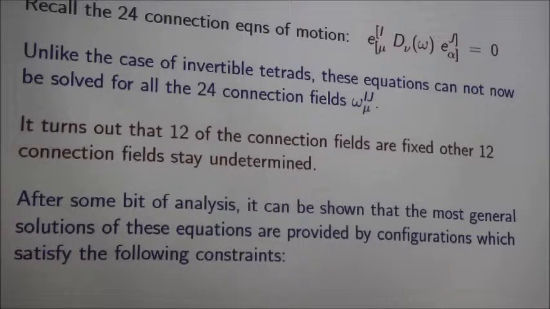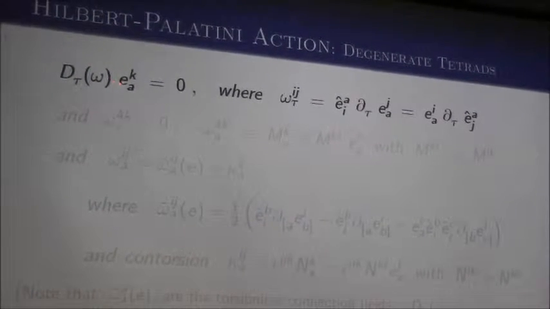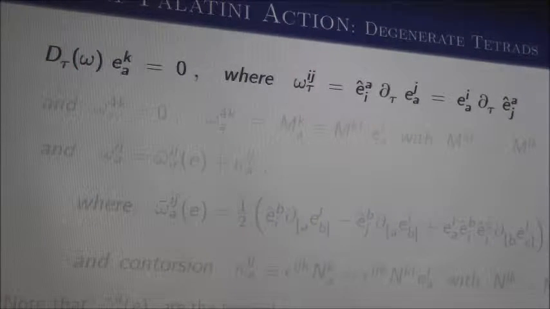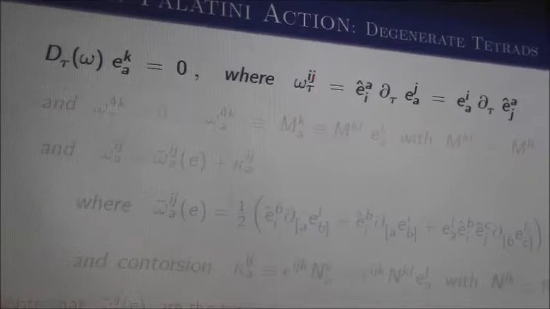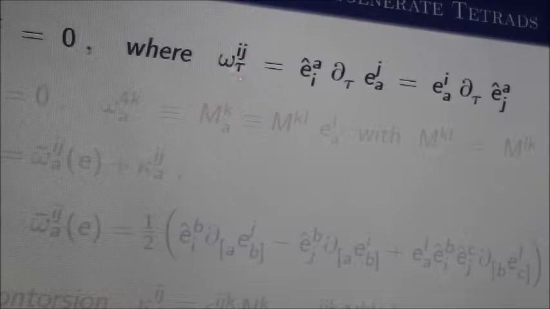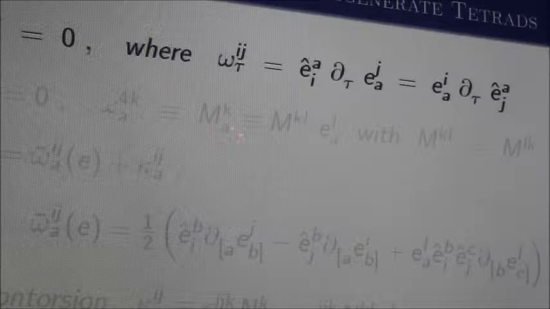Now, after a bit of algebra, it can be shown that the most general solutions of this set of equations are provided by configurations which satisfy the following constraints. First, the tetrad should be covariantly constant with respect to tau. Tau is the time direction, the direction in which the zero eigenvalue lies on the tetrad. And this fixes what the connection omega_τ^{ij} components have to be in the tetrad. This can be solved. So 3 connection components are fixed.